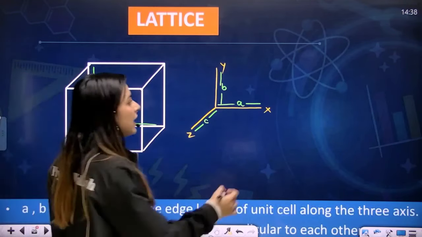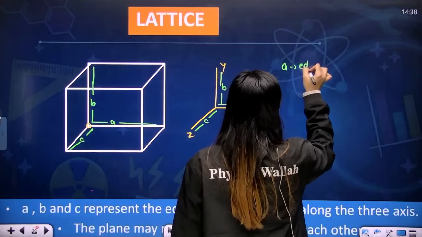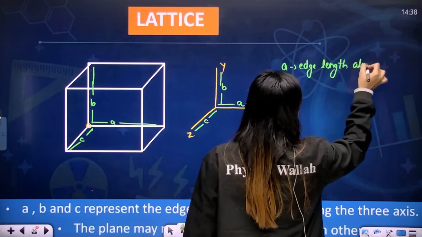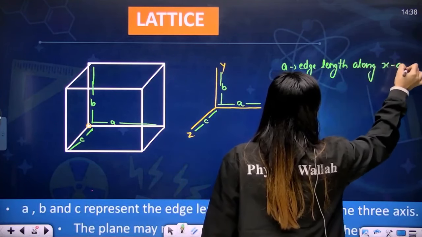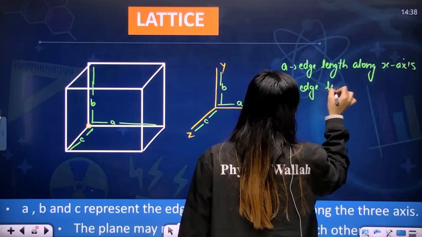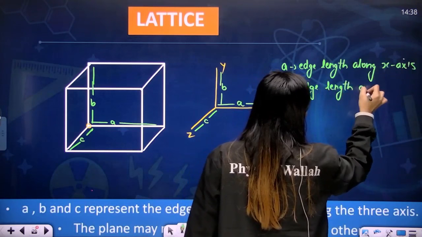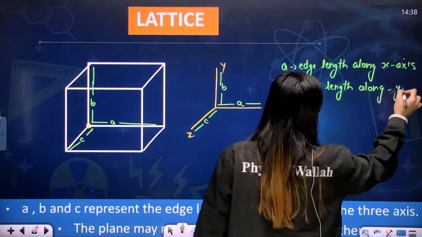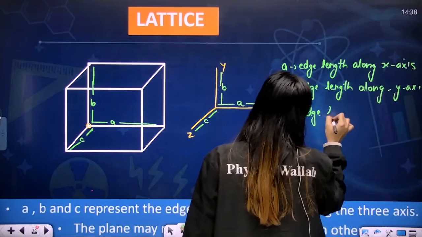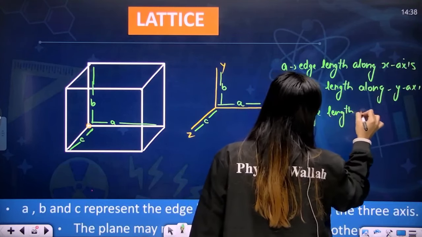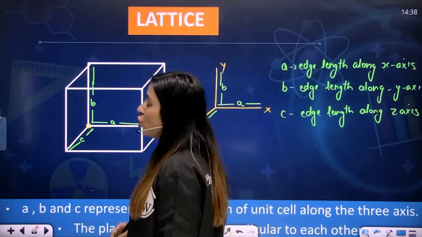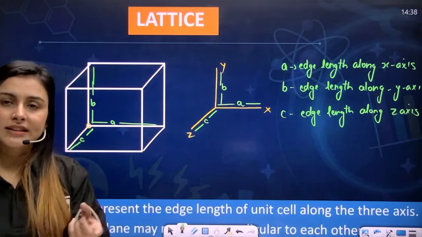So, can I say that A is the edge length along the X axis, B is the edge length along the Y axis, and C is the edge length along the Z axis. Okay, so the three parameters are the edge lengths A, B, and C.